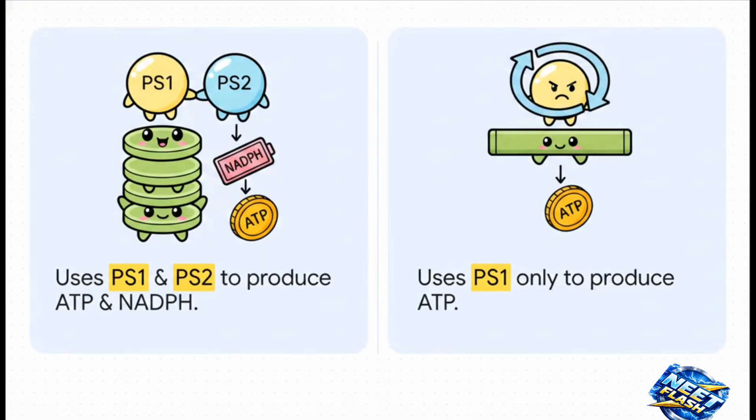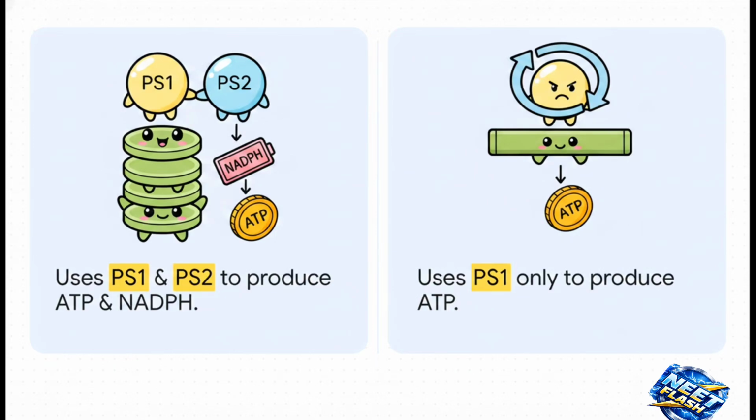But, sometimes the plant needs to take a little detour. Let's draw a quick contrast between our Z-scheme, the non-cyclic pathway, and the cyclic pathway. Non-cyclic happens in the grana, uses both PS1 and PS2, and produces both ATP and NADPH. But cyclic photophosphorylation happens primarily in the stroma lamellae.